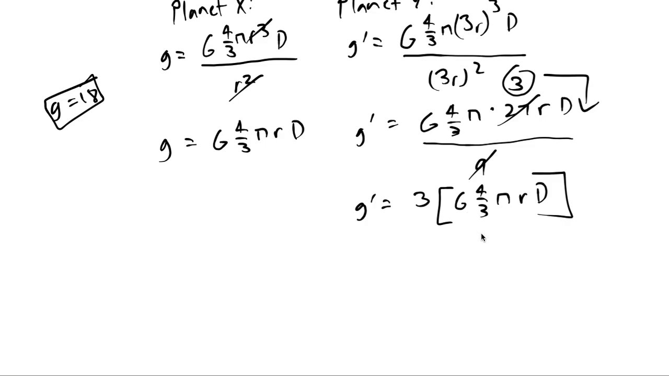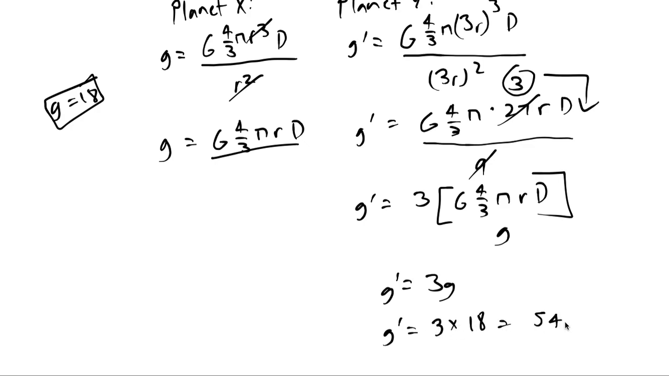Does this not look similar? Yes, that is just this. And we know that G 4/3 pi r d is actually equal to g. So g dash is equal to 3g. And we know that g is equal to 18. So g dash, which is the gravitational field strength at planet Y, is equal to 3 times 18, which is 54 newtons per kg. And that's our answer, 54.